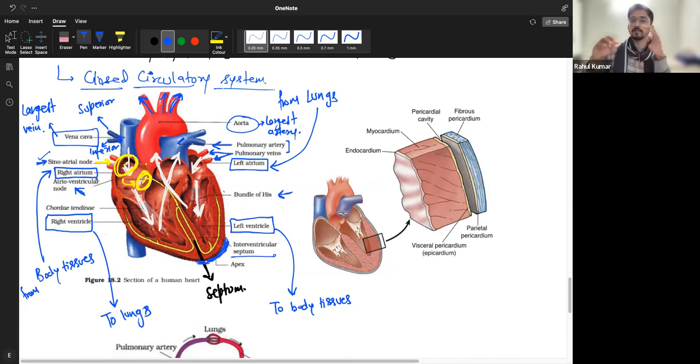So blood is going from atrium to ventricle. It never mixes from one atrium to another atrium and one ventricle to another ventricle. That is a problem if there is a hole in the interventricular septum. You must have heard that this person has a hole in the heart, or that person had a hole in the heart, right?